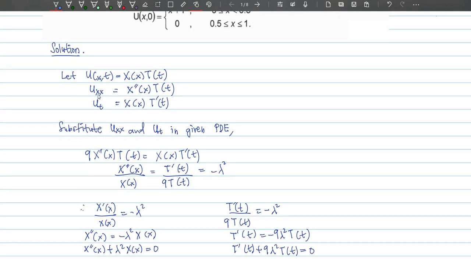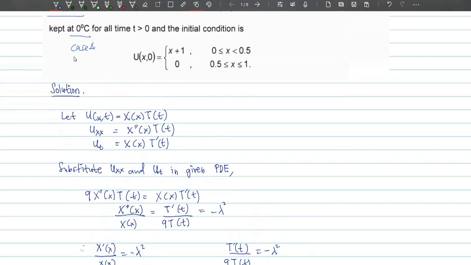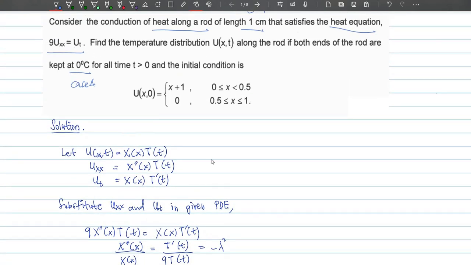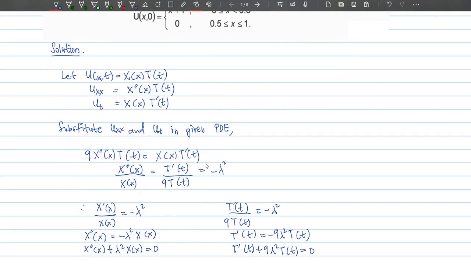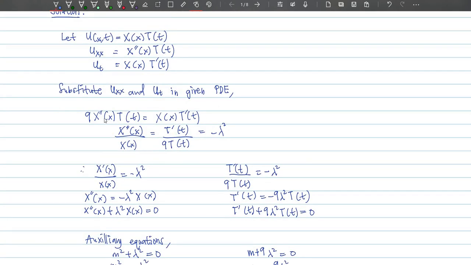Next, substitute u_xx and u_t into the given PDE, 9u_xx equal to u_t, and hence we use the method of separation of variables, where we separate the unknowns x with x and t with t. So here we have X double prime(x) over X(x) equal to T prime(t) over 9T(t) equal to negative lambda squared. We use the separation constant as negative lambda squared because this satisfies all the boundary conditions for the heat equation. Remember, the constant should go with the function of t.